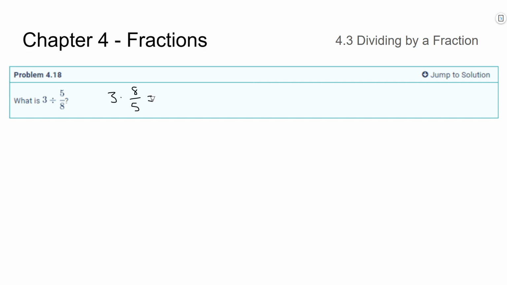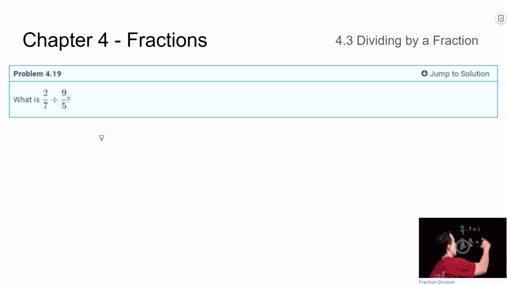And there are a couple different ways we can do this. We could break it down into steps. If you're still wanting to do it that way, we can say that 8/5 is the same thing as 8 times 1/5. So this would be 24 times 1/5, which would be 24/5. You could also skip these middle two steps and just say 3 times 8 would be 24/5 and be done with it.